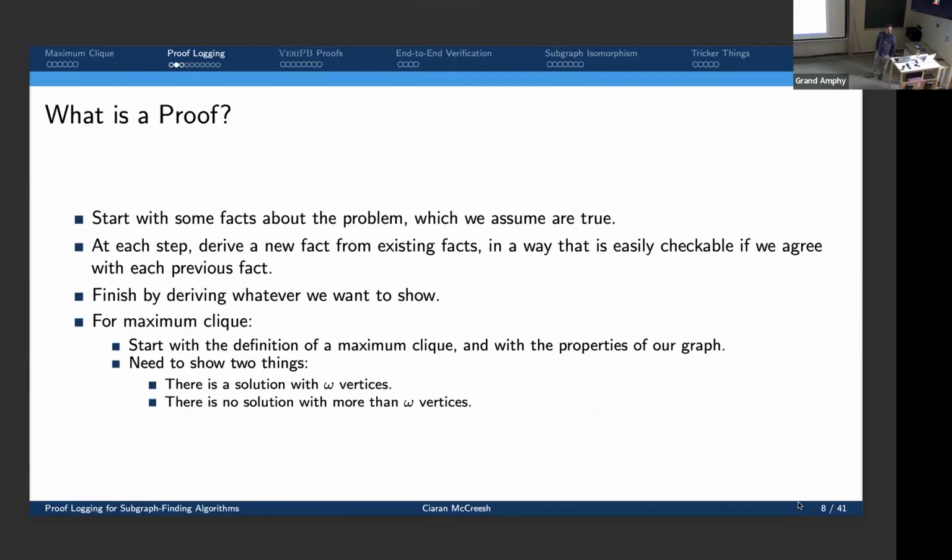So for maximum clique, we're going to start with the definition of a maximum clique and with the properties of our graph. And I need to show you two things. There is a solution with omega vertices, where omega is the maximum clique size. And there is no solution with more than omega vertices. Okay. And if I can do this, I've convinced you that I've given you the size of the maximum clique in the graph.